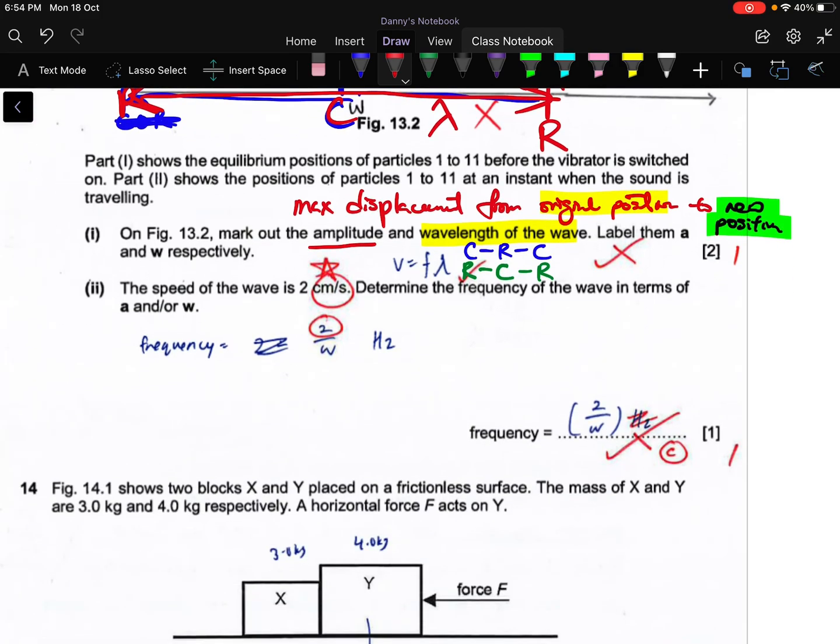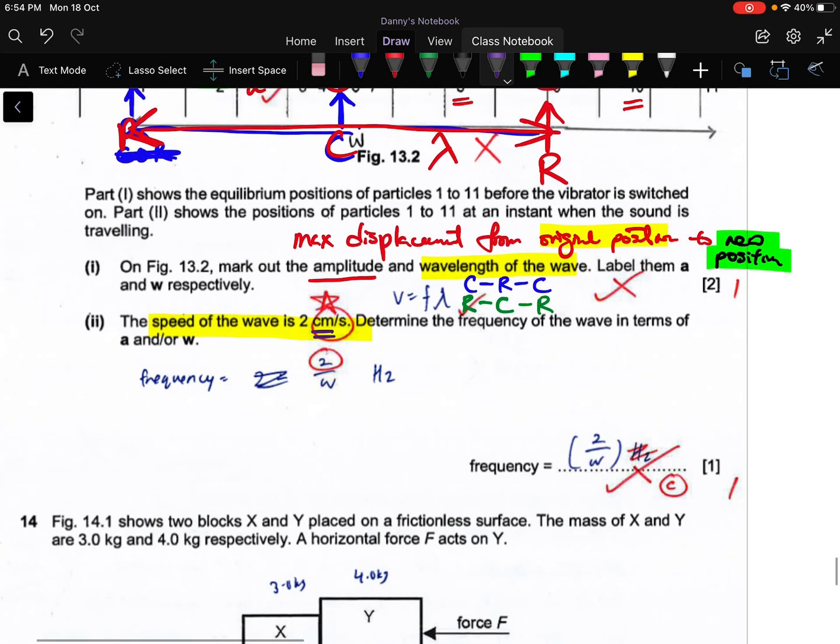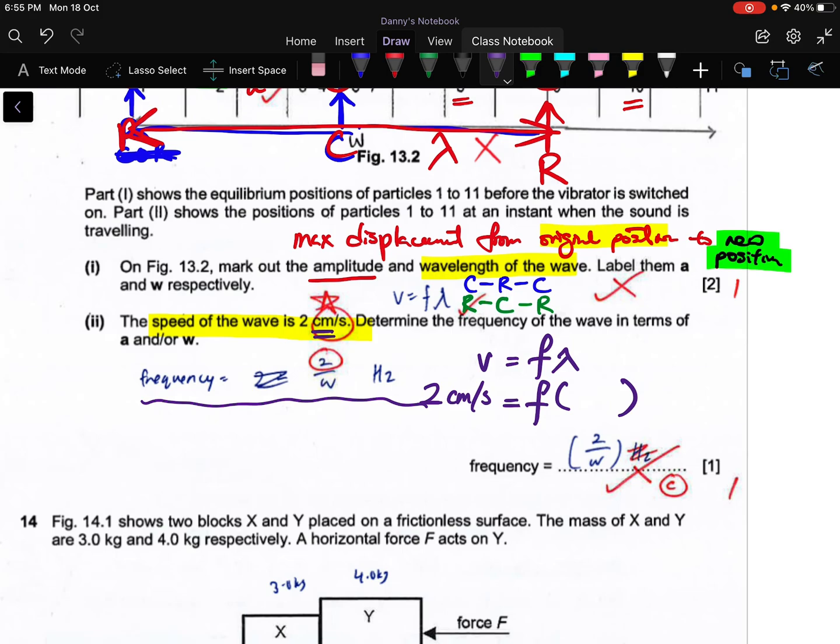So in your part 2, you are given the speed. The speed here given to you is in cm per second, so take note of that. And you're asked to determine the frequency. Unfortunately, I don't know what she's trying to do here, but what you should be doing is to use this formula, v equals f lambda. The v is given to you as 2 cm per second. You are supposed to find the frequency, and your wavelength can be obtained from your part 1. So we can actually calculate your frequency over here.